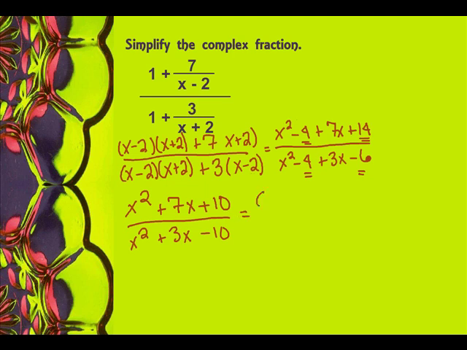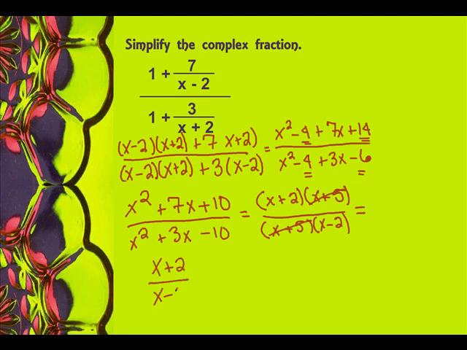So the top factors into x plus 2 times x plus 5. If you don't trust me, FOIL it out yourself. And then the bottom's going to be x plus 5 times x minus 2. Once again, FOIL it to make sure I'm right. And then we're going to cancel. Well, these guys are going to cancel. So that's going to leave me with x plus 2 over x minus 2.